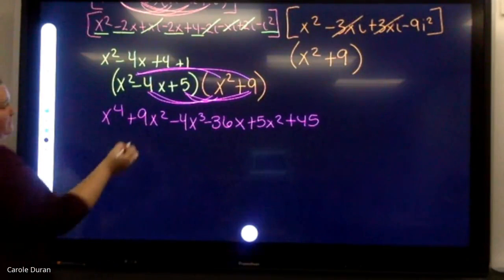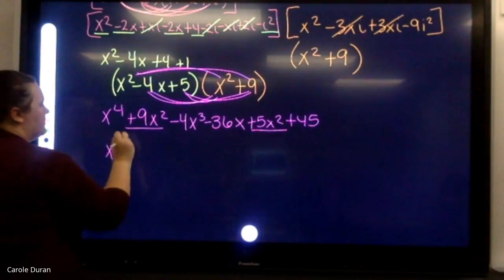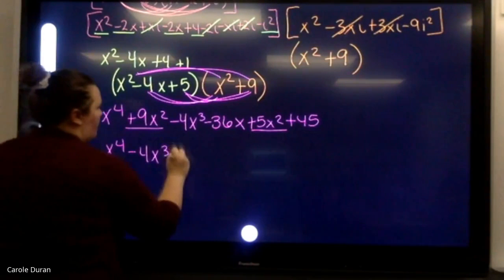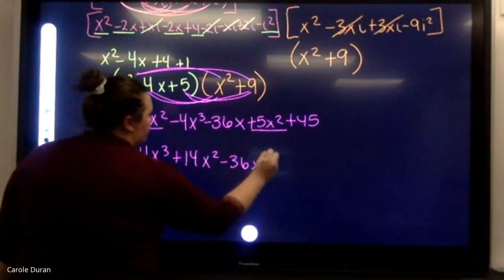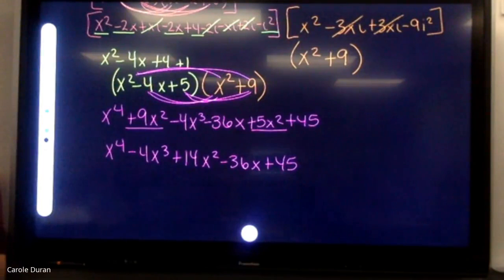The only ones I can put together are the 9x squared and the 5x squared, which gives me x to the 4th minus 4x cubed plus 14x squared minus 36x plus 45. And this is the polynomial of degree 4 with the given zeros.